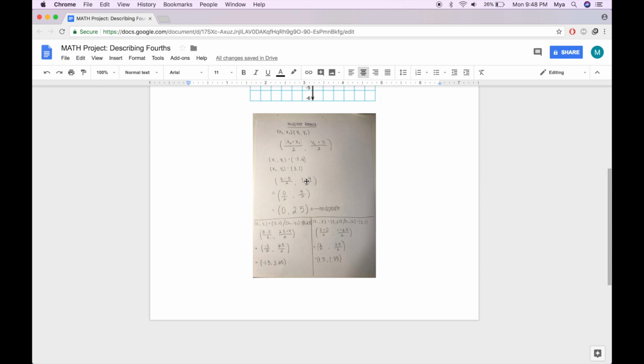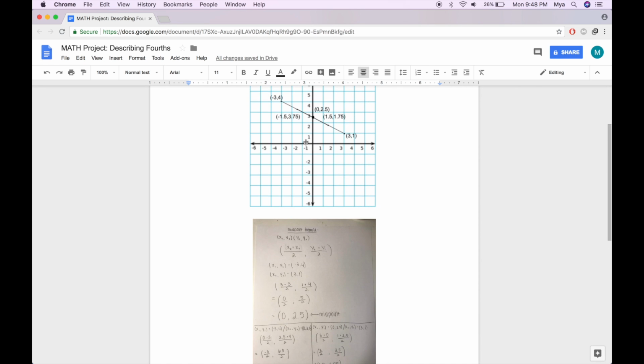And after plugging in my endpoints, I got the answer 0 over 2 and 5 over 2, which is simplified as (0, 2.5), which is my midpoint right here.